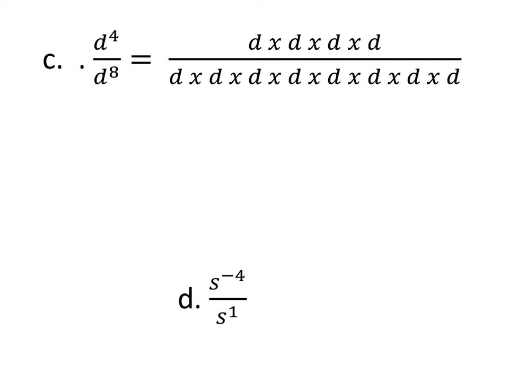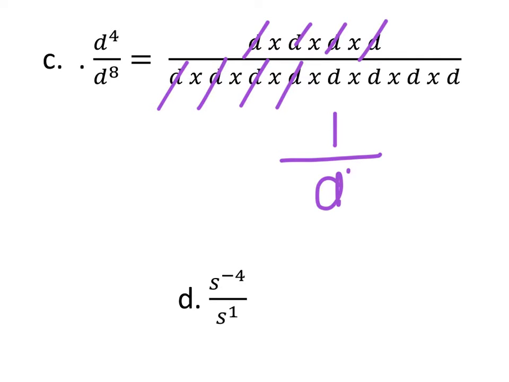I'm going to go ahead and cross out a d on the top with a d on the bottom, and keep going till at least one of them runs out. So I ran out on the top first. So that means that I'm going to have a final answer with a 1 on the top. I'm going to get a fraction. And I have 4 d's being multiplied on the bottom, so I get d to the 4th.